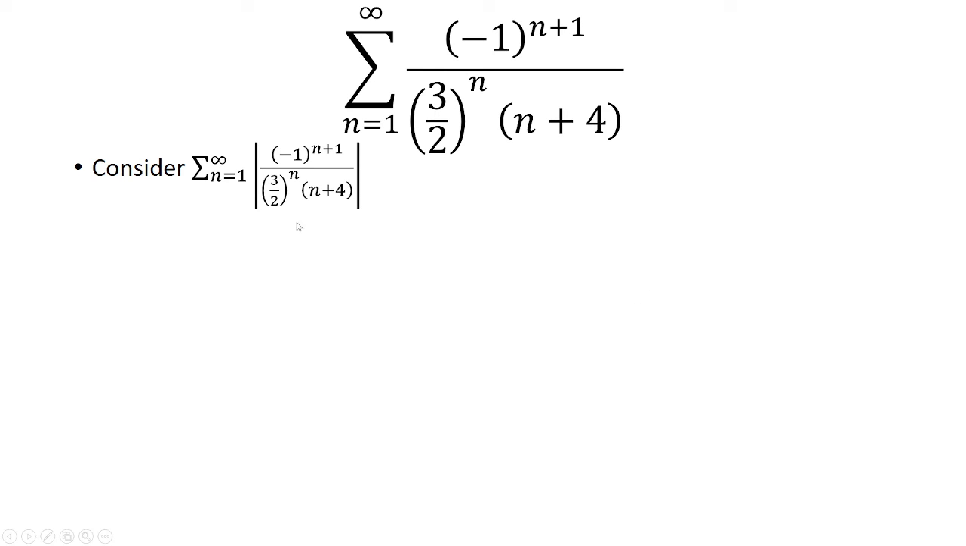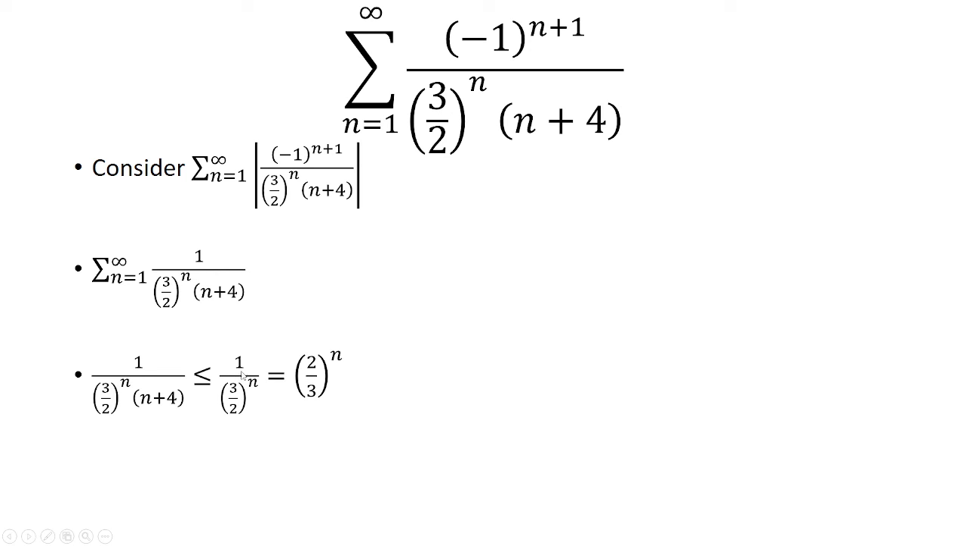Now let's consider taking the sum of the absolute value of the sequence. When you take the absolute value, the -1 to the n+1 goes away because now it's positive. And now we're going to compare the inside with something that is bigger. Well, you find something bigger by making the denominator smaller. And I just removed the n+4 term.